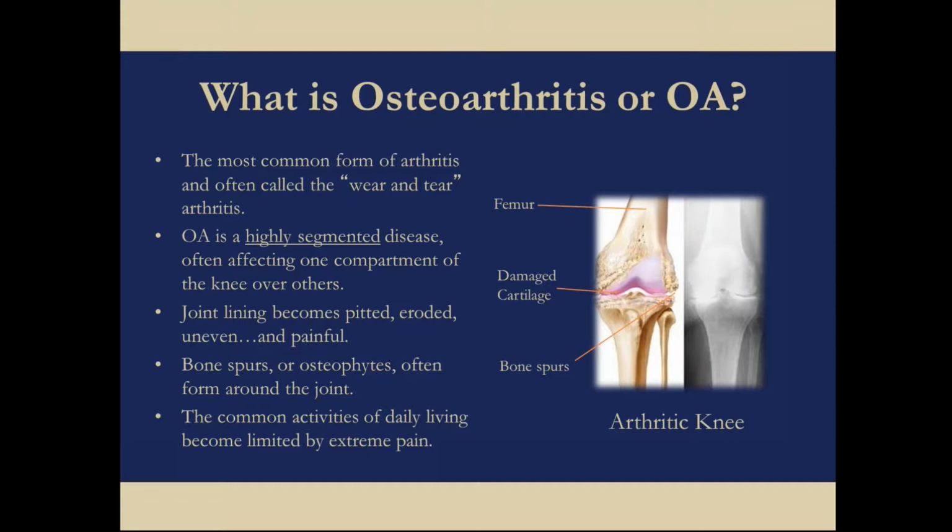So let's see here. And here's just a summary of some of the things. Osteoarthritis is a term you're going to see a lot, and you'll hear the expression OA. You also hear DJD for degenerative joint disease. It's the most common form of arthritis, known as wear and tear. It's a highly segmental disease. And that's something I think it's important to keep in mind.